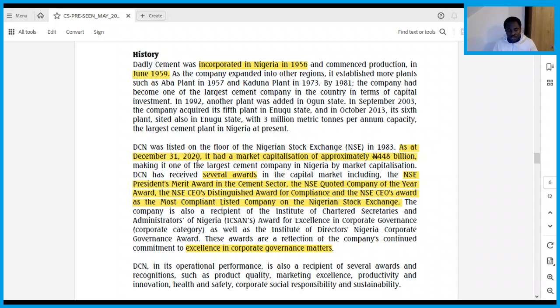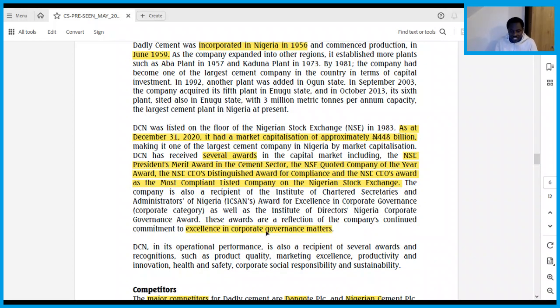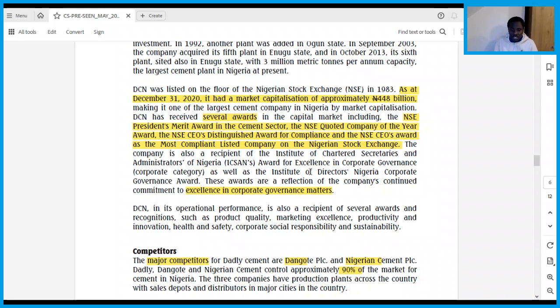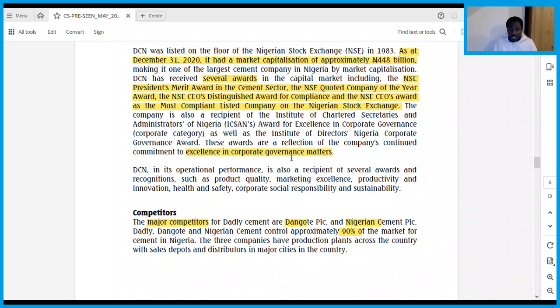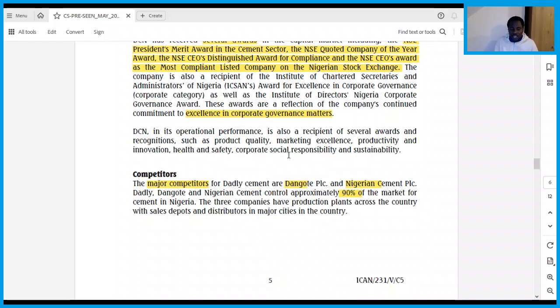As at December 31st, 2020, it had a market capitalization of approximately 448 billion. Also, DCN, that is Dudley Cement, had won several awards. And you know, for an organization or individual to win an award, it simply tells us that they are good in some areas. Please don't forget, all these are important. So NSC has given them an award and some other organizations, for excellence in corporate governance matters. Please don't forget, one of the areas they are awarded is for distinguishing themselves in compliance to corporate governance matters. Please don't forget, it's an area we need to touch on.